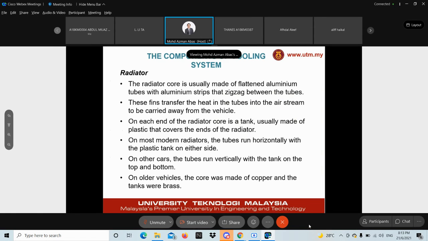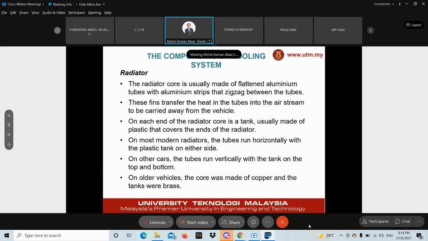Now, the radiator is among the main components of a cooling system. The radiator core is usually made of flattened aluminium tubes with aluminium strips that zigzag between the tubes. So these fins transfer the heat in the tubes into the airstream to be carried away from the vehicle. On each end of the radiator core, there's a tank, usually made of plastic, that covers the ends of the radiator. You can look at the picture in the following slide.